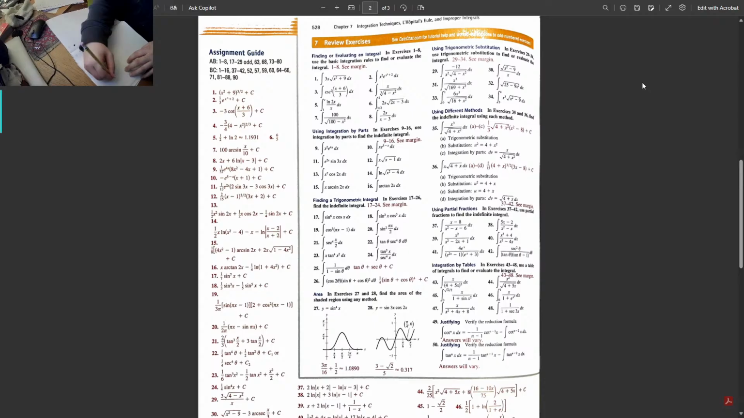The integral of x squared e to the 4x dx.